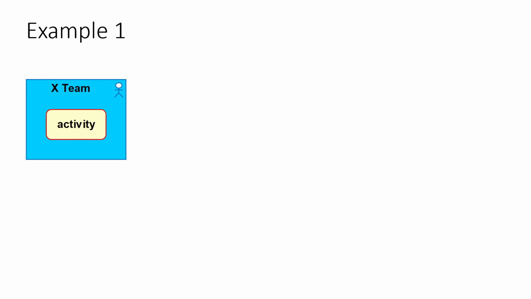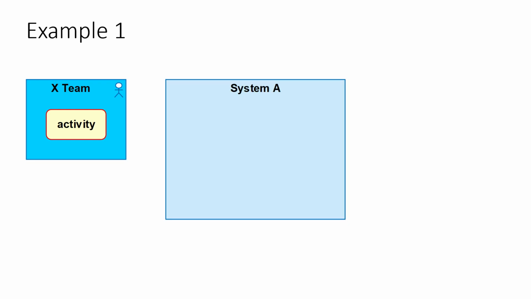The team performs an activity. In order to perform the activity, the team will be using a system. The system has a function built into it. The team is using this function of the system.